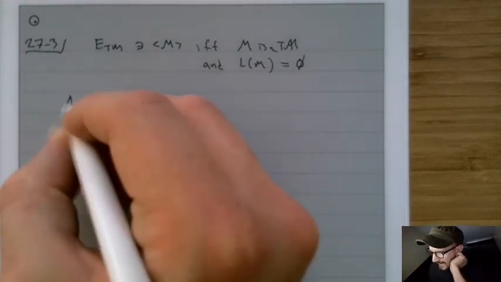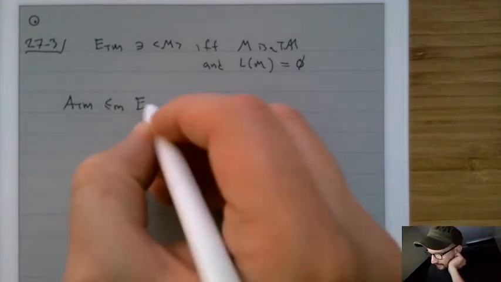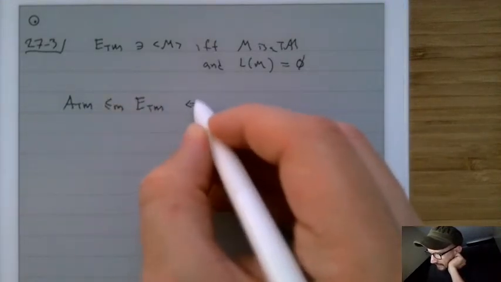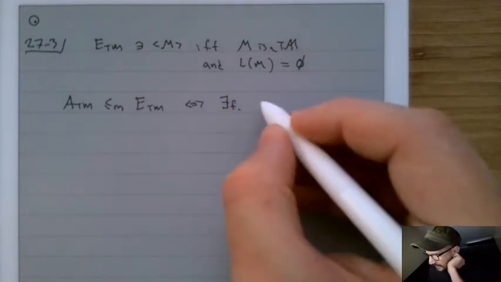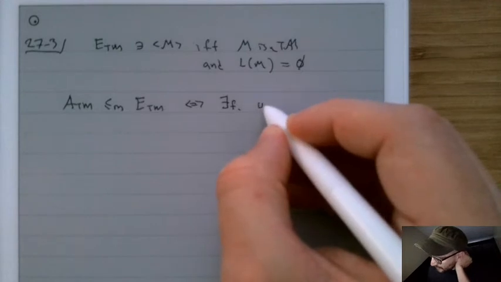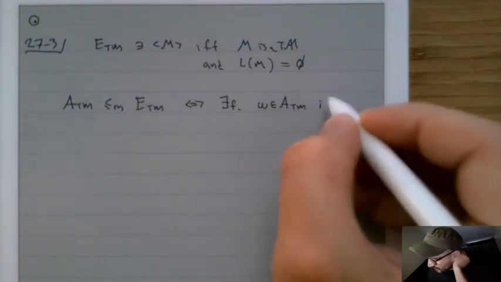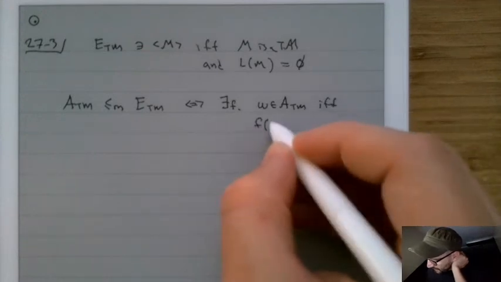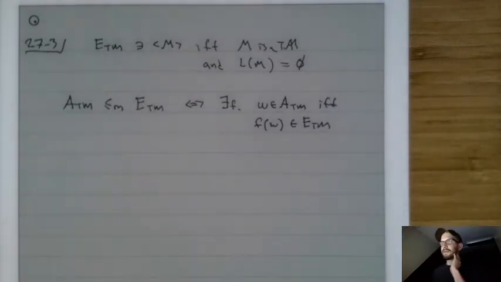So what we want to do is we want to prove the following theorem. We want to prove that ATM is mapping reducible to ETM. And that is the same as saying that there exists a function f such that W is inside of ATM if and only if f of W is inside of ETM. Okay, now what does that mean?